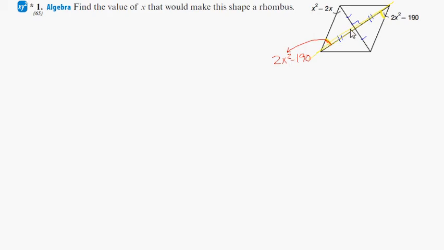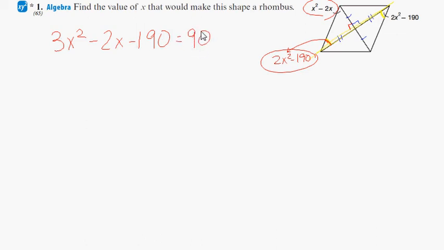Okay, so if this is 90 degrees, and this forms the rest of the triangle, that means that these angles added together have to be equal to 90 degrees as well. And that is key. So let's start by setting these all equal to 90 degrees. So 2x squared plus x squared minus 2x minus 190 equals 90. So I've got 3x squared minus 2x minus 190 equals 90.